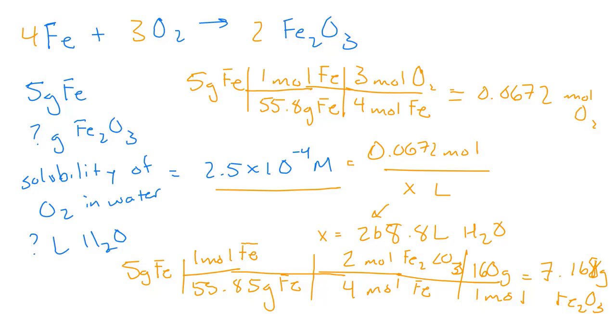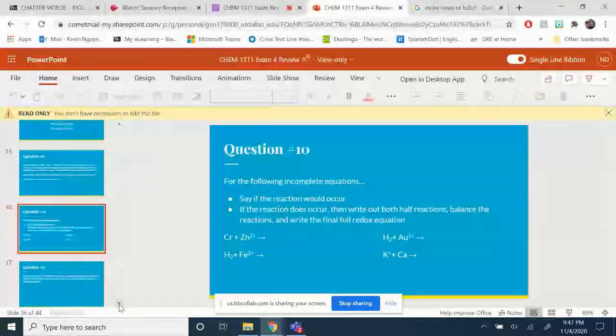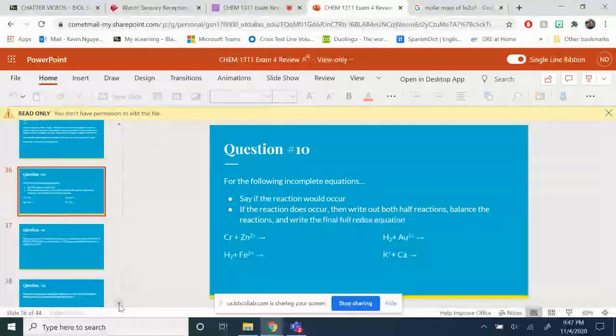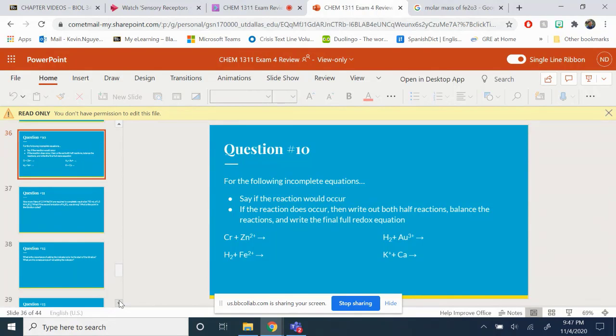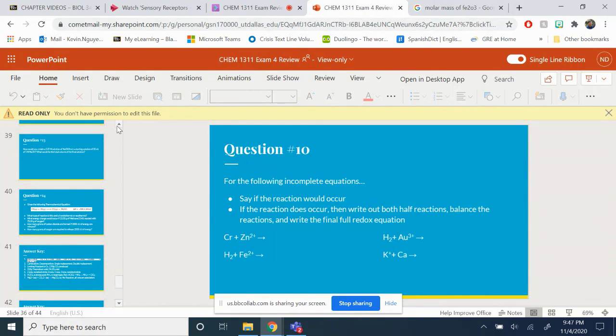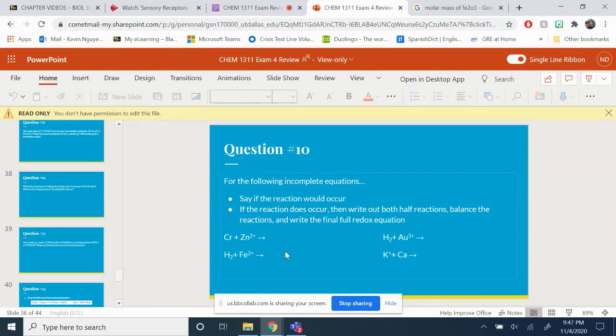Okay, go ahead and wipe the board. Okay, so for the following reactions, say if the reaction occurs, and if the reaction does occur, then write out both reactions. It looks like we might not be able to get through all of them, so let's do 2 of these. All right, let's do the top 2.